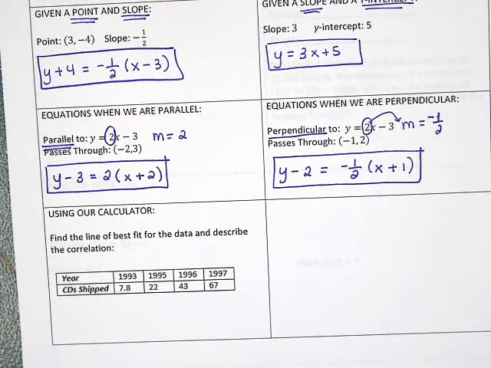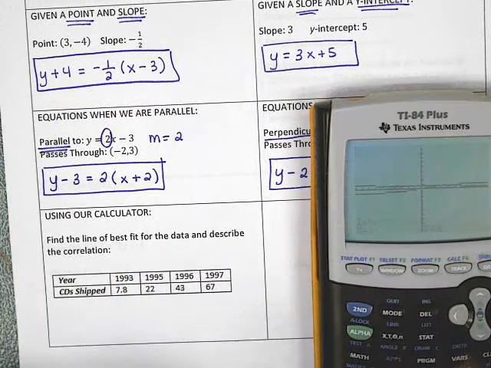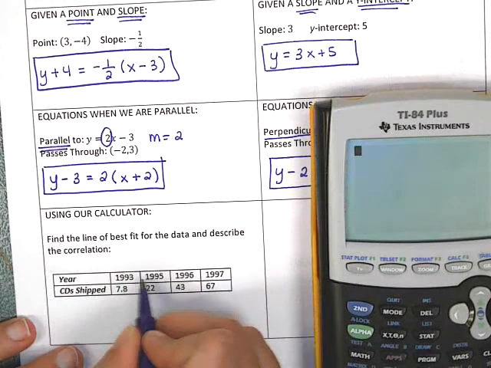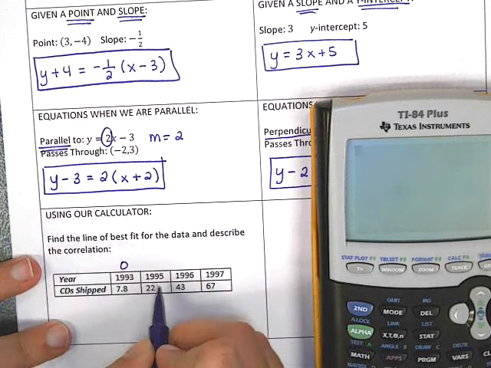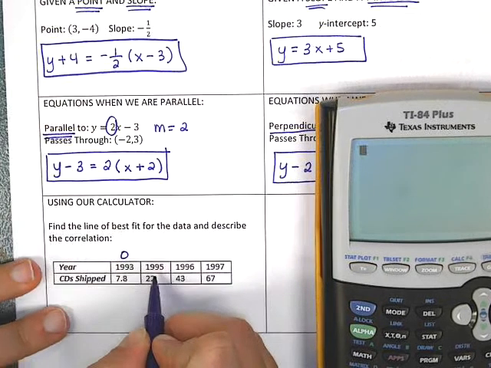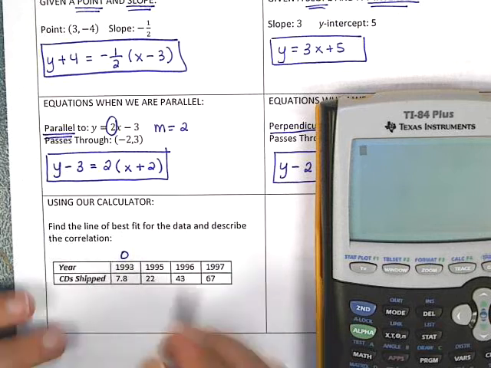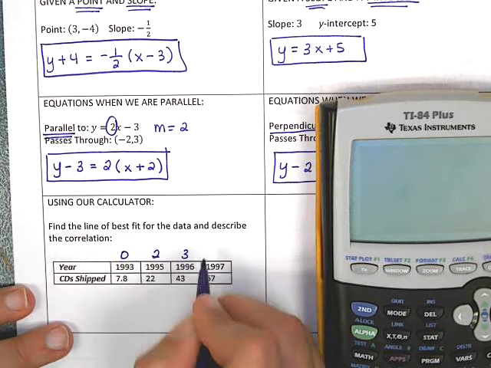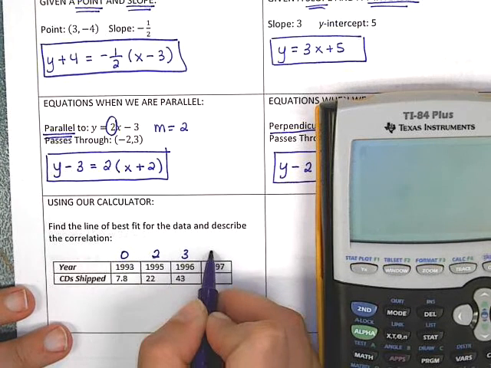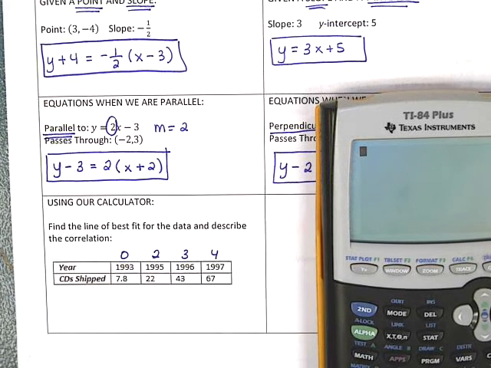Basically, that's the two types of equations that we use to write equations of lines, slope-intercept form and point-slope form. But we could also find a line of best fit for some data using our calculator. So to do that, we would convert, because these are years, into numbers. So the first year would be 0. Now the year 1995 is 2 years after the year 1993, so I would make that a 2. 1996 would be 3 years after 1993. 1997 would be 4 years after 1993.